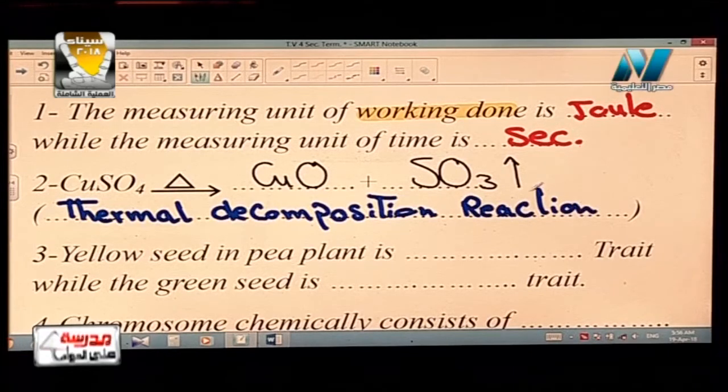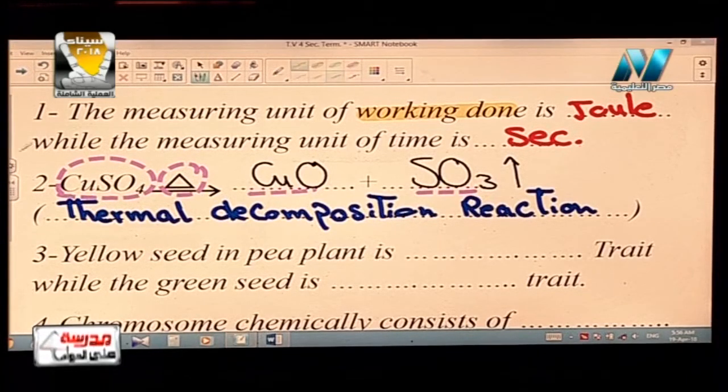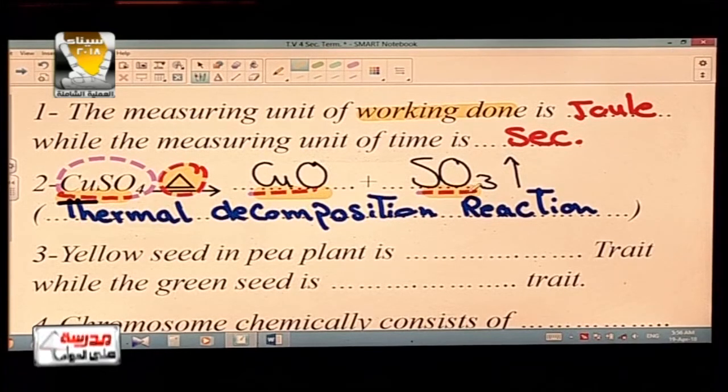We have here breaking down of compounds by heating into simpler substances. Again, what is meant by thermal decomposition reaction? I tell him, breaking down of compounds by heating into simpler substances, where we break down by using the heat energy.